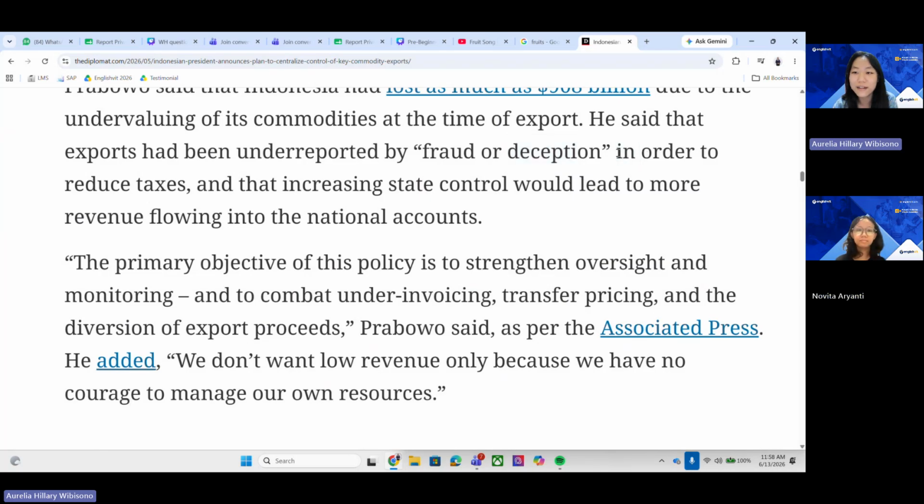You can find that here in order to reduce taxes. So they don't want to pay the big taxes. They want to make it smaller by lying like that. Okay, that's based on the president's speech.